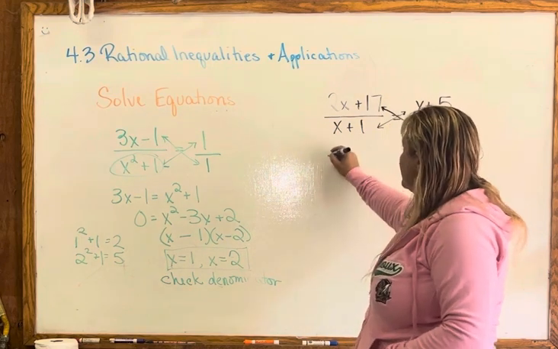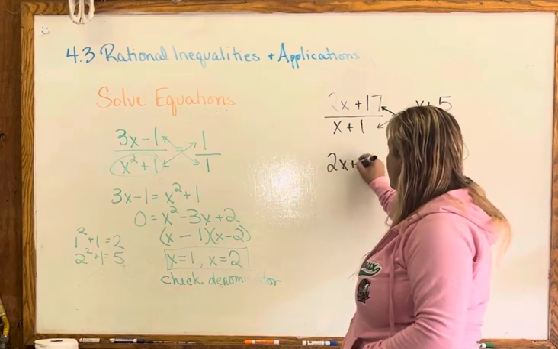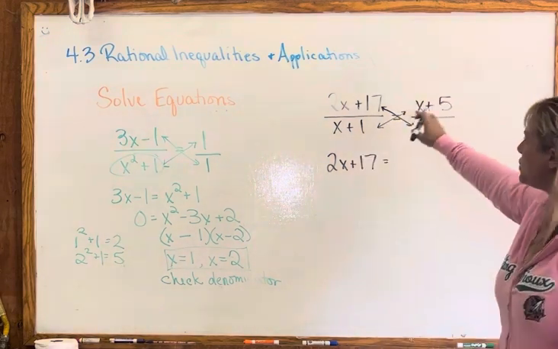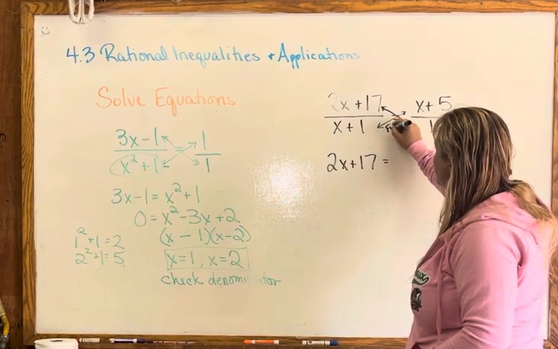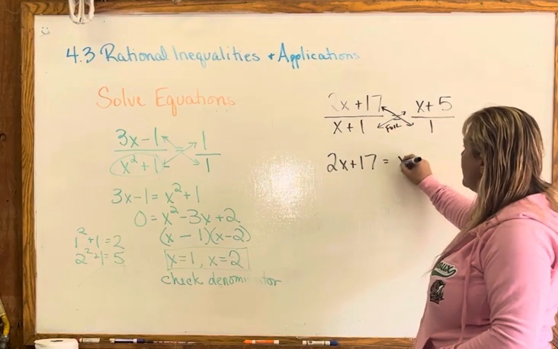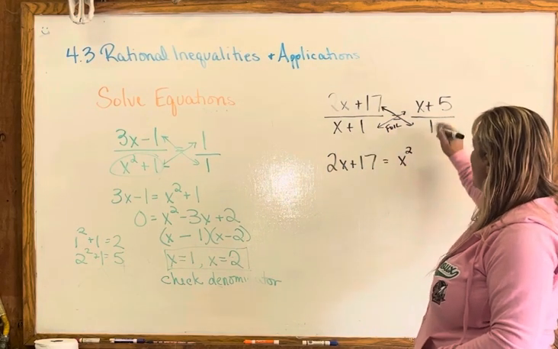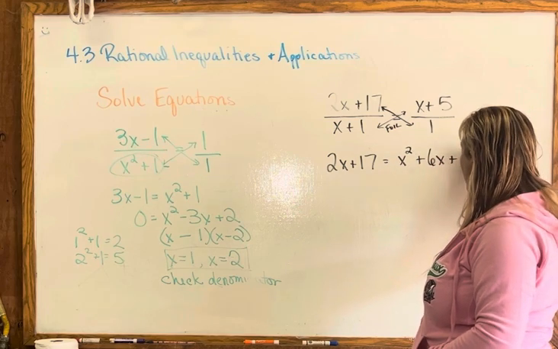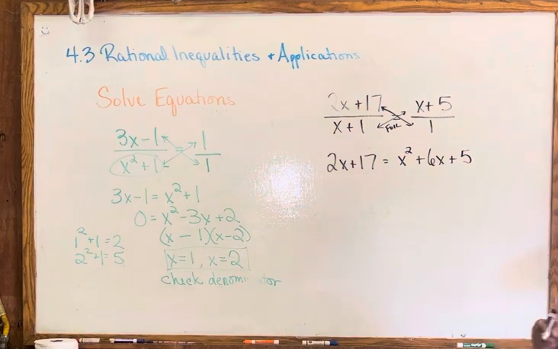And this time we'll have 2x plus 17. But when we cross multiply here, we're going to have to FOIL. So we're going to have x squared, and then in the middle we'll have 6x, and then at the end we're going to have 5.